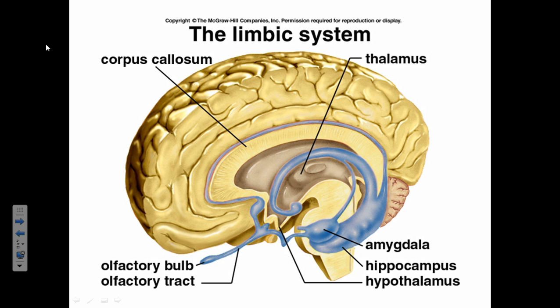What about that olfactory bulb? What's that? What's olfactory mean? Smell. Notice that compared to other mammals, what does our olfactory bulb look like? Small. It's really small. We kind of stink at smelling.